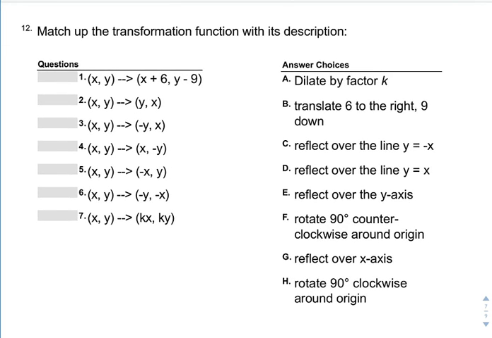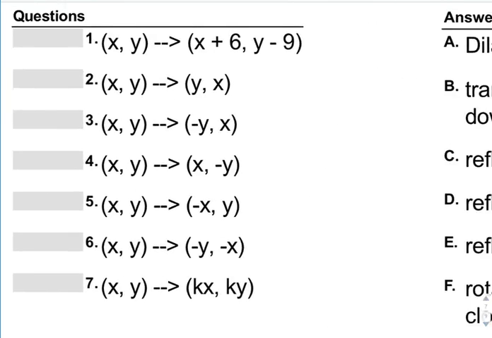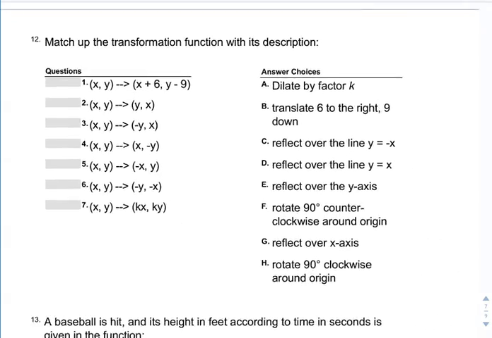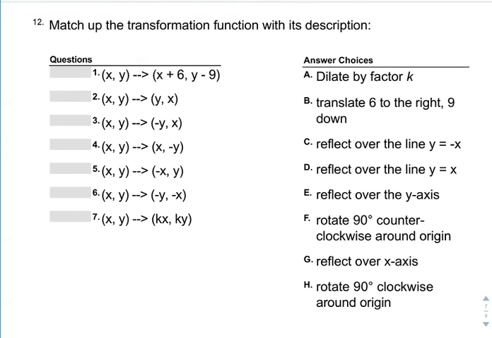Match up the transformation with its description. So these are different transformations, like in geometry when we're transforming triangles and whatnot, with the vertices here. The first one, they're adding 6 to x and subtracting 9 from the y coordinate. Which one is that? I'm thinking it's this one. It's the only one with 6 and 9 in it.